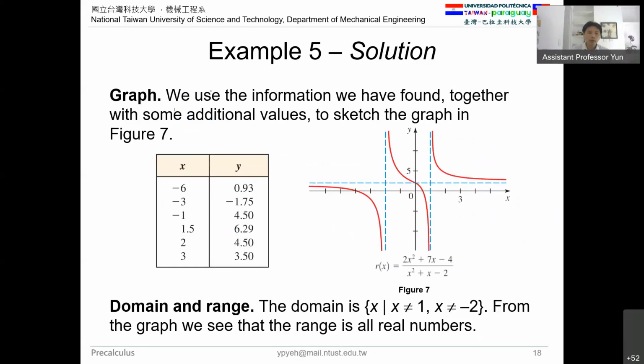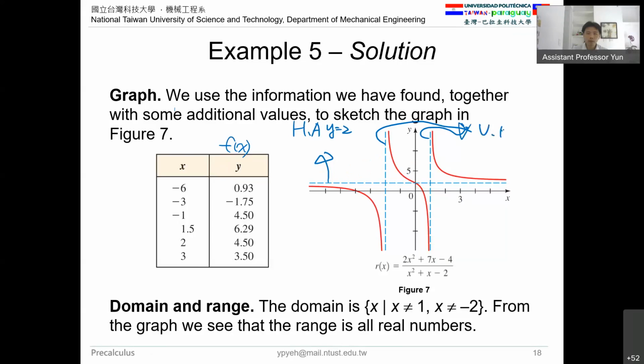Okay, so then you can also find some points from a table of x and f of x. Just find some basic points here, and then you could sketch the graph of these functions. For example, the horizontal asymptote is at y equal to 2, and these two are the vertical asymptotes.